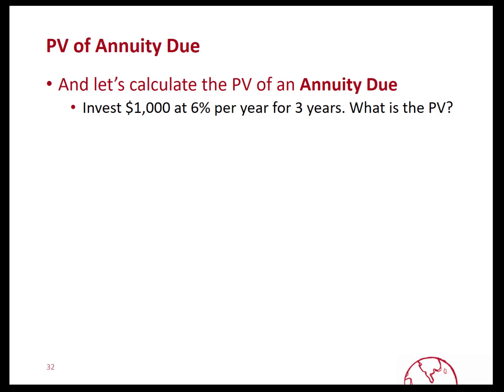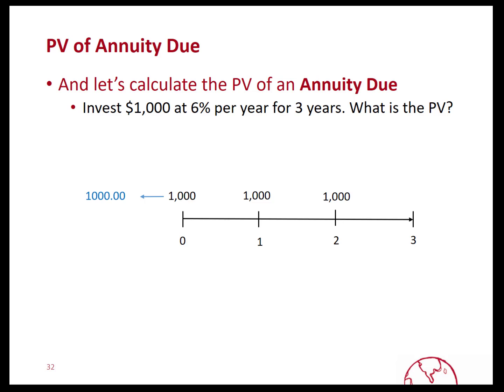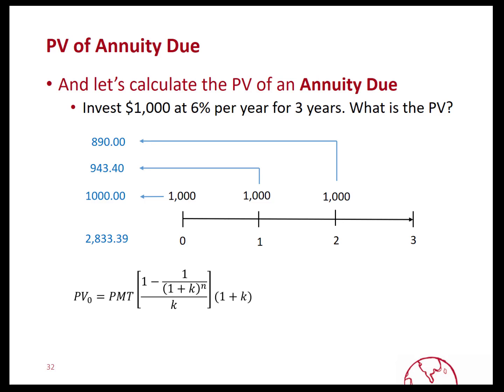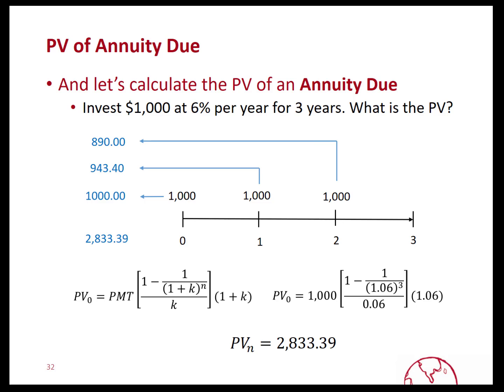For the present value of an annuity due, same thing. Draw our timeline, our cash flows, find the present value of each one. Notice that the $1,000 is already expressed in present value terms, the very first payment. It starts at the start of the period. Add them up, $2,833. Putting them into the formula, being sure to add that 1 plus k, we get the correct amount.